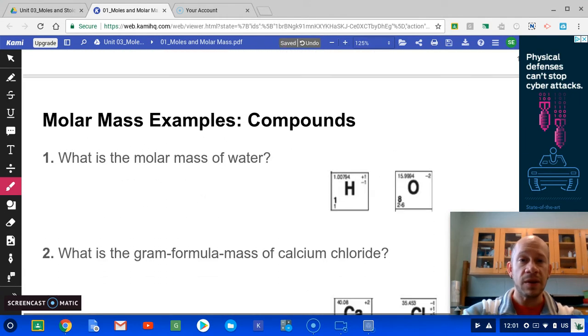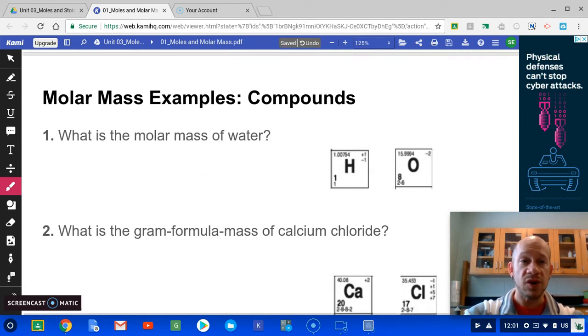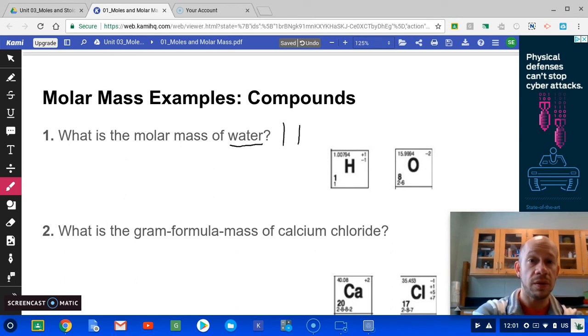For compounds, we're going to have to know the chemical formula. So what is the molar mass of water? That is our chemical formula. If they don't give it to us, you're going to have to know how to figure it out. So water you should recognize as H2O.